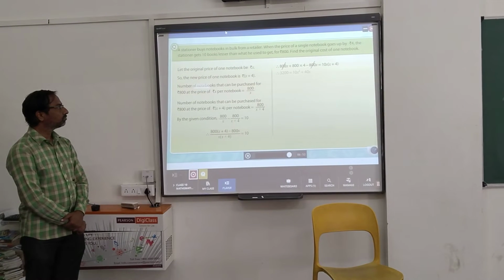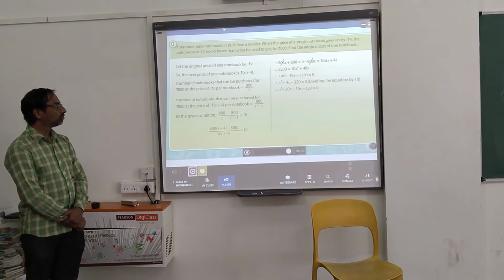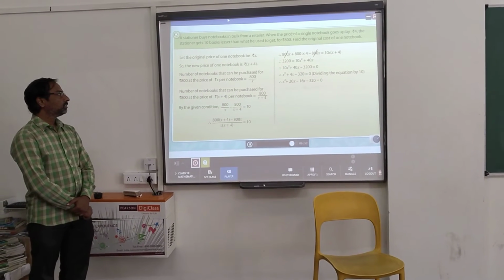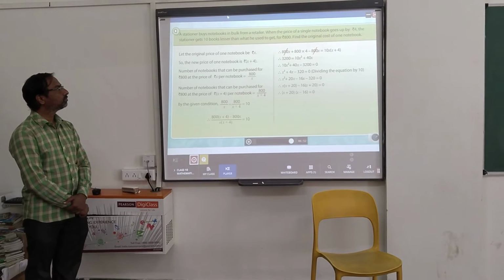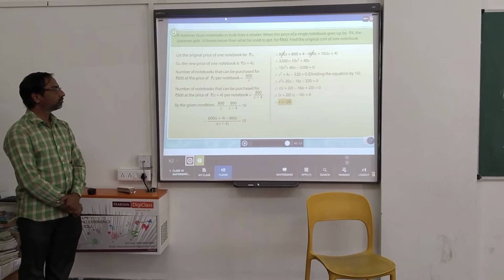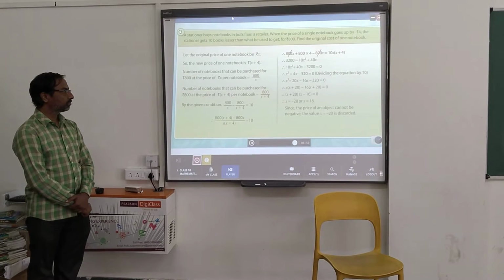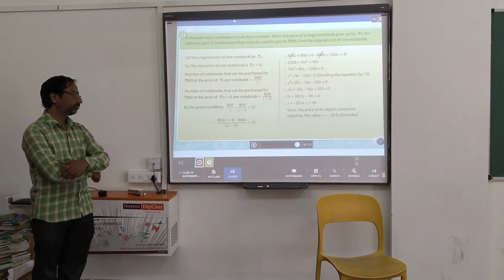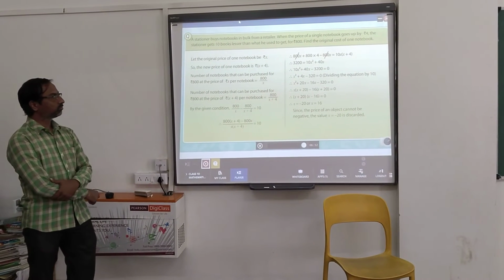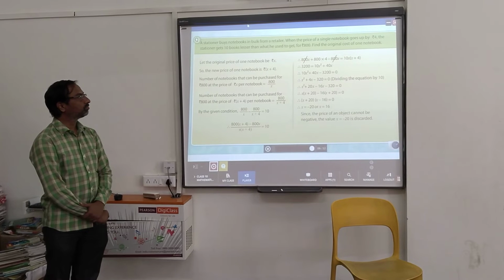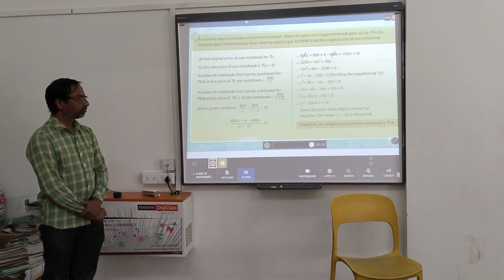This equation can be simplified to get a quadratic equation in x. To solve this quadratic equation, we split its middle term and simplify it as shown. We hence get the values of x as -20 or 16. Since the price of an object cannot be negative, we do not consider the value -20. Hence, the correct value of x for our problem is 16. So, the original price of a notebook is 16 rupees.